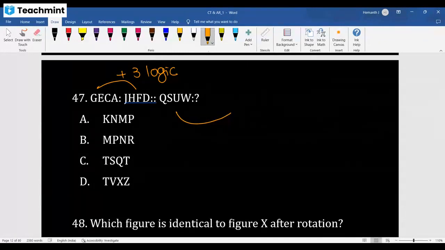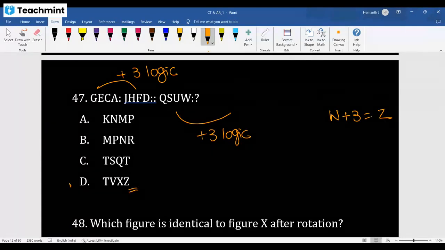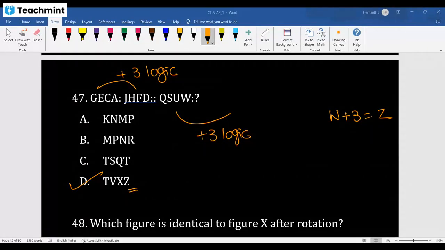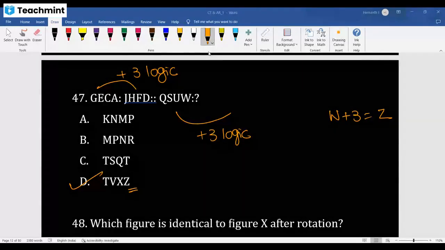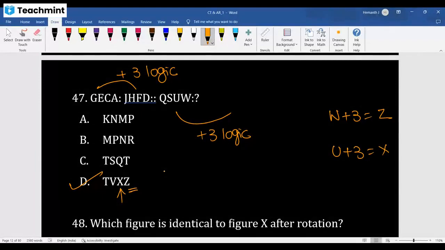First letter, there are two common things. Don't do that. Plus 3 logic you have to apply. Last letter W plus 3 means Z will come. Last letter Z is option D. Last letter you focus on: last letter Z, only one option available. Or the letter before it also. Third letter also, U plus 3 is X. That's available in only one option. U plus 3 is X. Or the second letter also you observe, only one option has V.